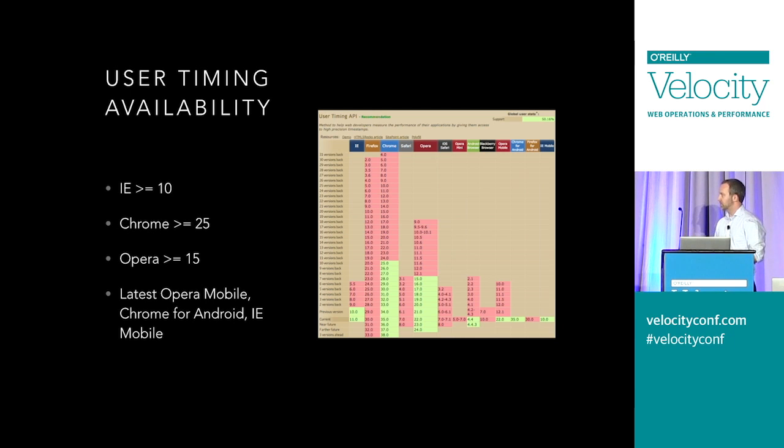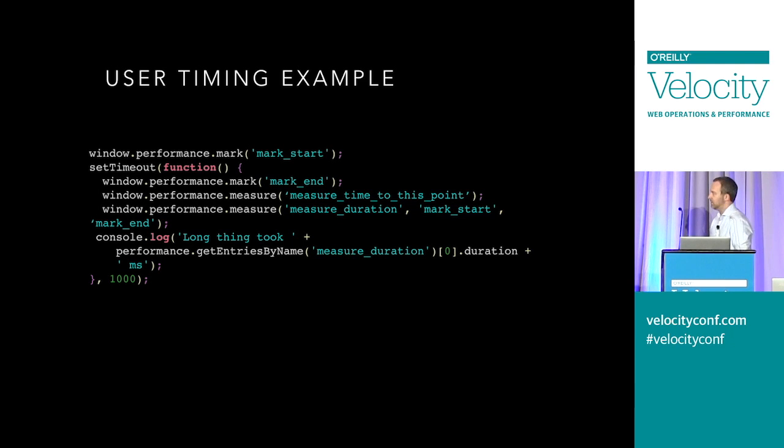So there's the matrix of availability for user timing. Again, recent IE, Chrome, and Opera, and the mobile devices, but not in Firefox and not in Safari. But here's an example of how you can use it. You can come up with lots of creative ways to use this API, but just a couple simple examples.